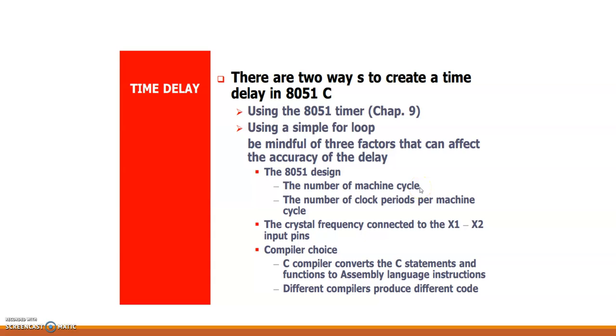Initially, in the 8051 a machine cycle consists of 12 clock cycles. So the delay depends on the number of machine cycles and the number of clock periods per machine cycle. The other factor is the crystal frequency; the software delay also depends on the crystal frequency that is connected to the crystal pin.